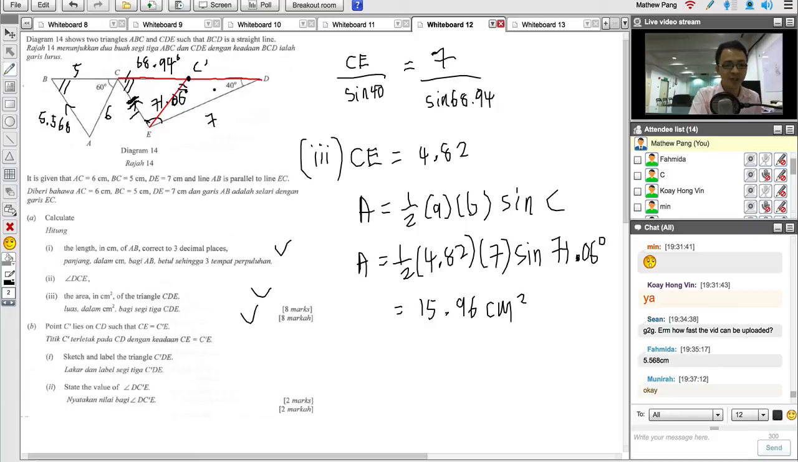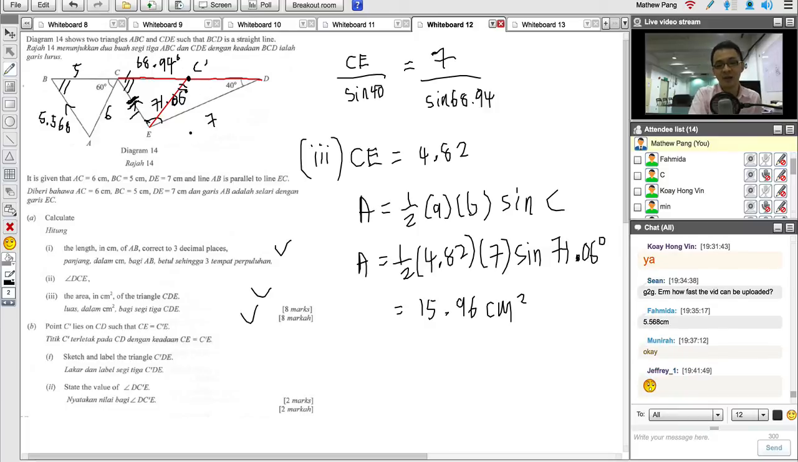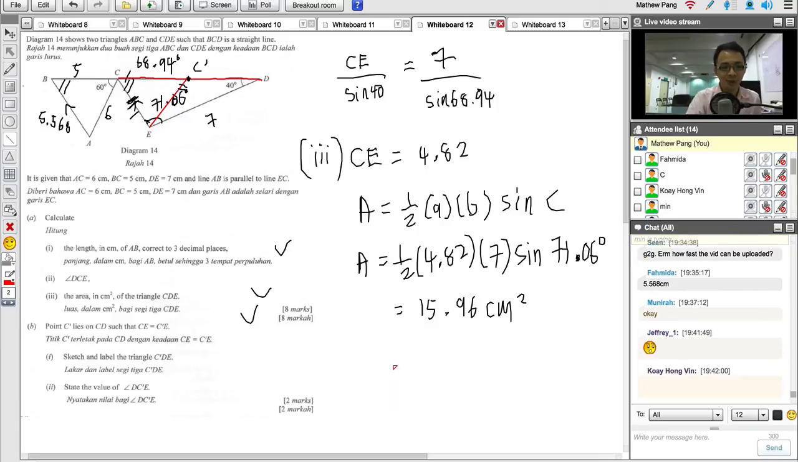I fulfill the condition. First, they say the new C must lie on the line CD. Yes, my new C is here. And then they say the CE will be the same as the new CE. Yes, they are the same because it's an isosceles triangle. So this is how we solve the ambiguous case. I hope it gives you at least some insight here. Then I'm going to draw out the triangle. So this is my CE, and then this is my length like this. This is my new triangle, so I'm going to label it.